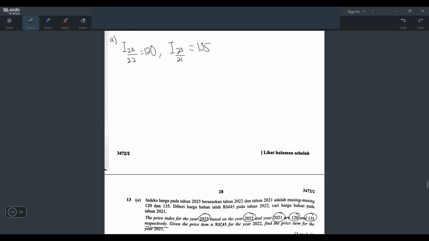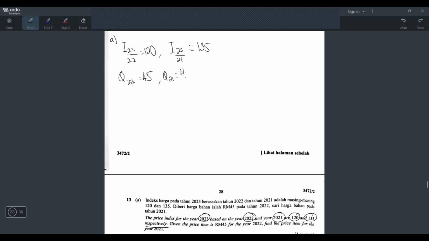Given the price of the item is 45 for the year 2022 ringgit. So this 45 is not the price index, it's the price. So if it's the price, we can use Q. Okay, we can use the symbol Q to represent price. And since it's for 2022, so I will call it Q 2022. And then they say find the price in year Q 2021.